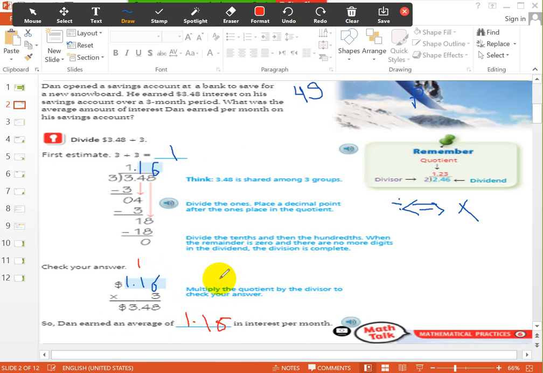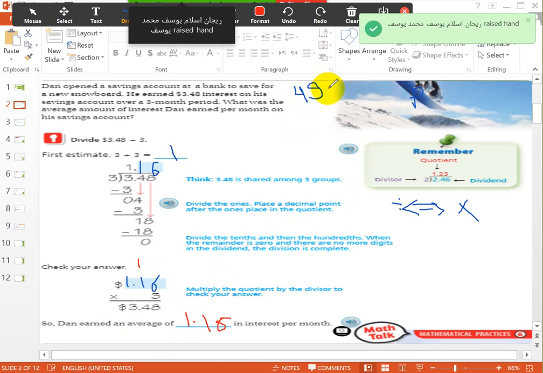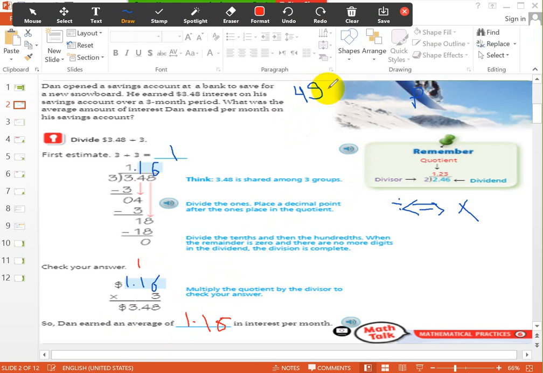Okay, girls, if you finish this page 49, please type 1 in the chat box. If you have a question, type it in the chat box, please. Thank you, girls.